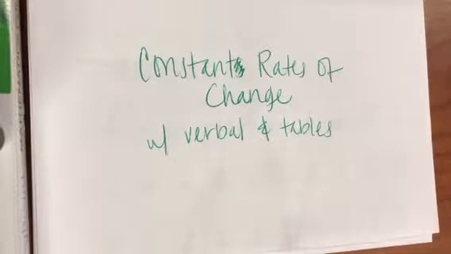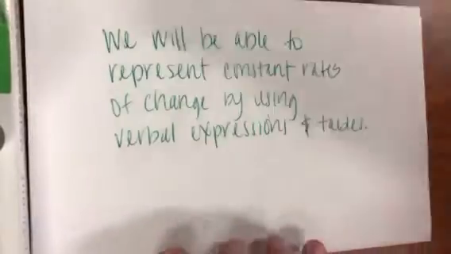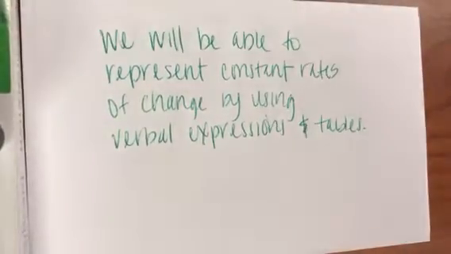Anyways, we're just doing constant rates of change with verbal descriptions and tables. So basically, given a verbal description and given a table, you need to find the constant rate of change and know what the graph and all that is. Your learning target today is we will be able to represent constant rates of change by using verbal expressions and tables. Please write that down in your journal that is out and open, pause if needed.